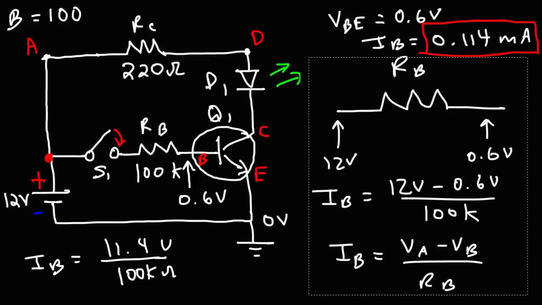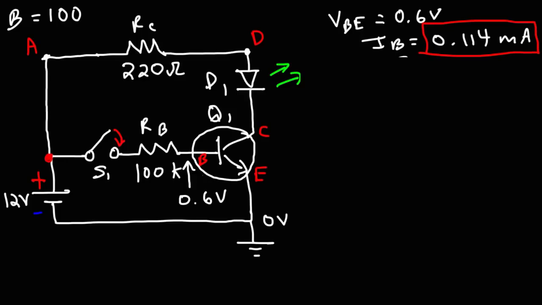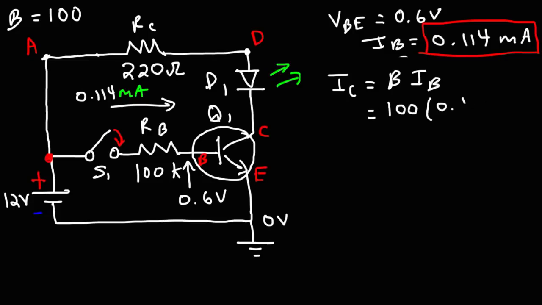So now that we have the value of IB, which is 0.114 milliamps, we can calculate the value of IC. IC is going to be beta times IB, and beta is 100, IB is 0.114 milliamps. So multiplying it by 100, we need to move the decimal 2 units to the right. So we get a current of 11.4 milliamps for IC. So that is the current that is flowing through RC. It's 11.4 milliamps.